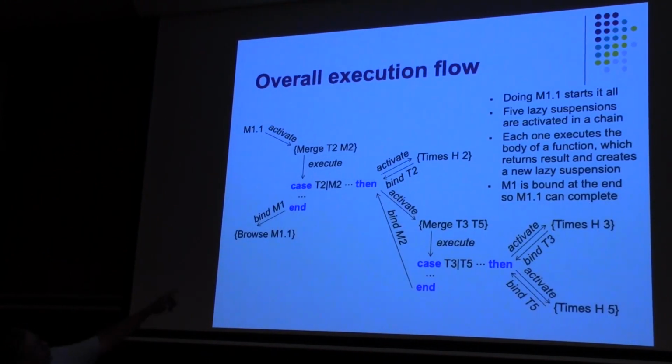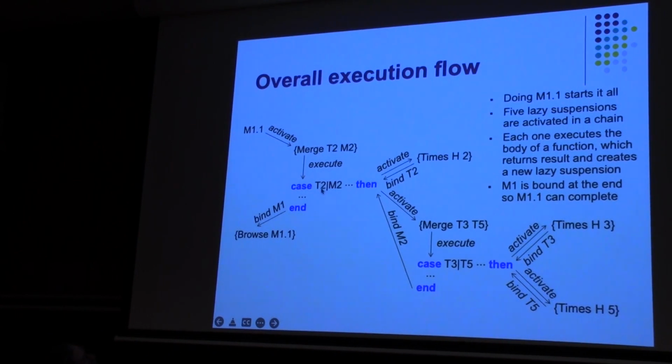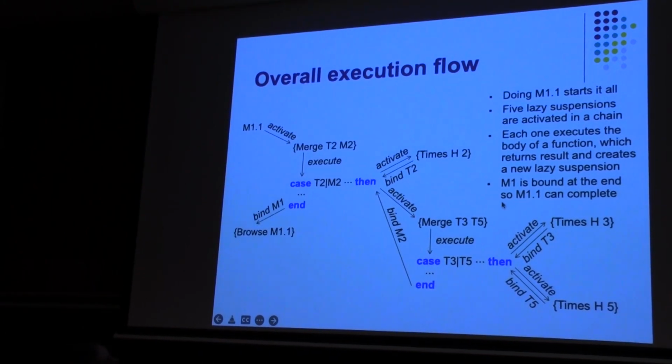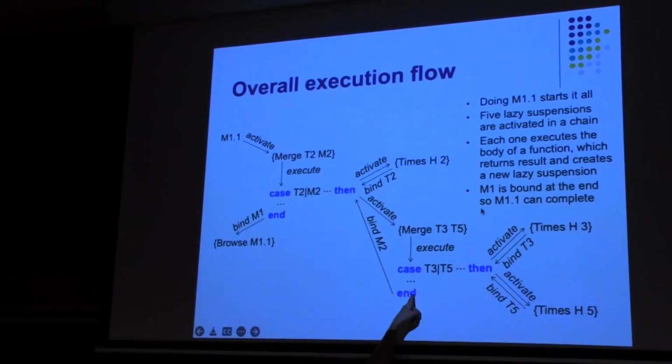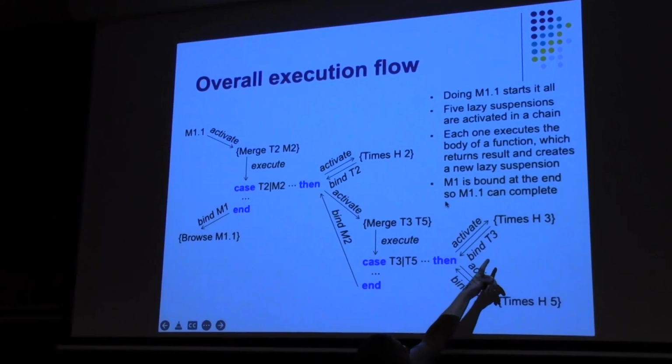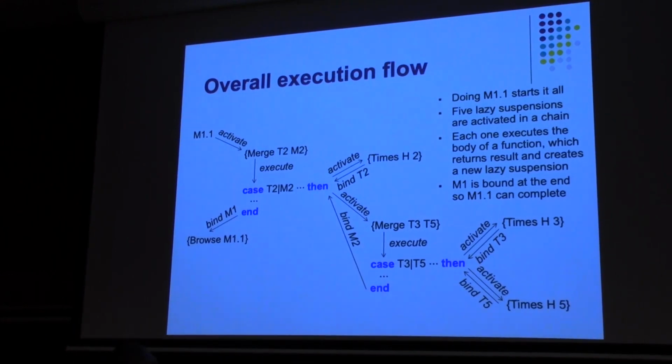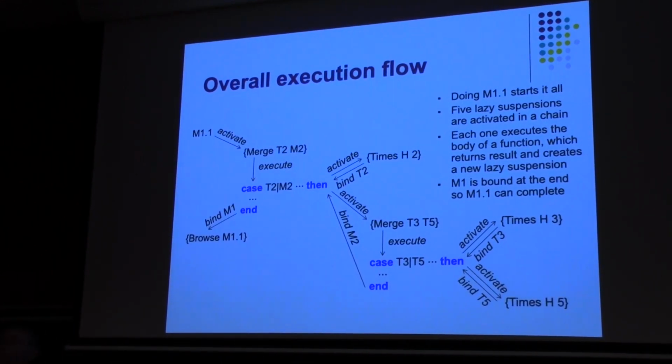Okay, I made also a picture here. If you follow the arrows, so this is a new slide. M1.1 on the top left, it's activated. I see merge T2, M2. This causes the body to execute. T2, M2 are in a case, so they both activate. Here it binds T2, and this binds M2. And this merge T3, T5 again causes the body to execute. So T3 causes this one to execute and bind T3, T5 does that. All of that is done when I do M1.1.